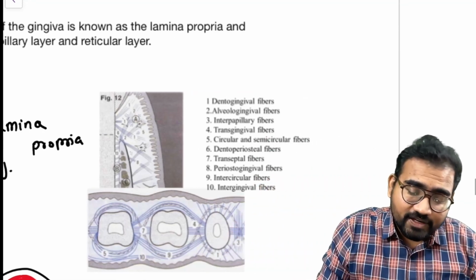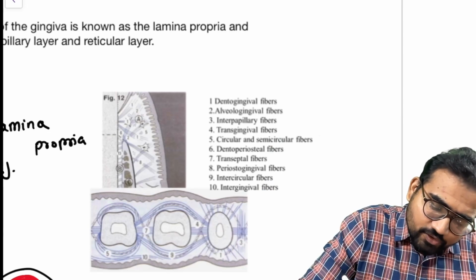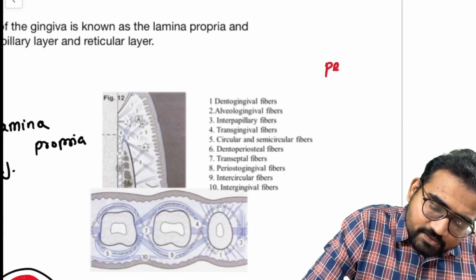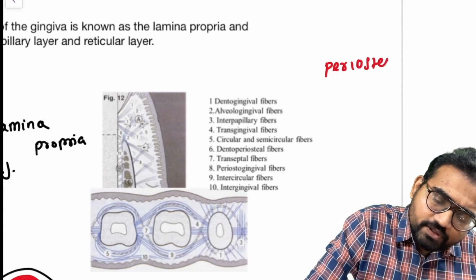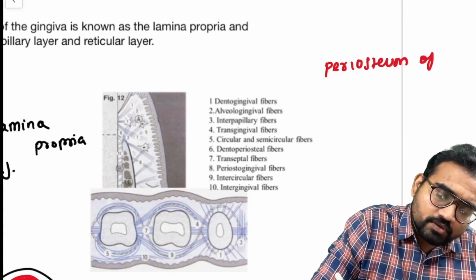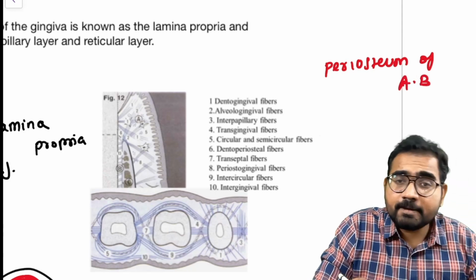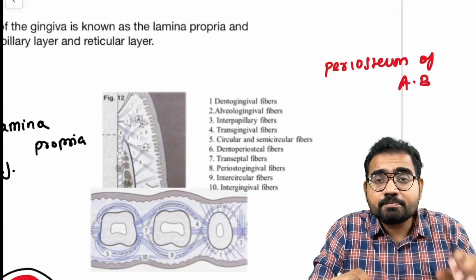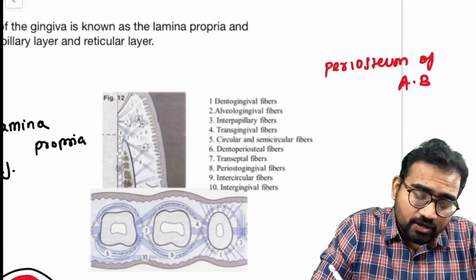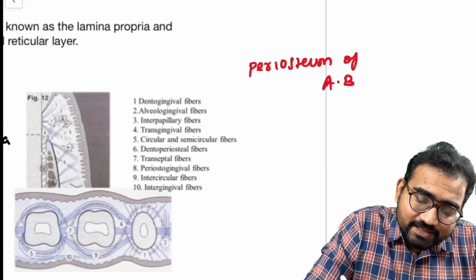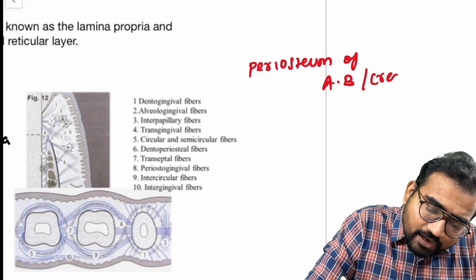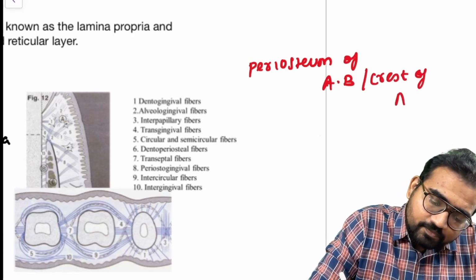Alveologingival, very important. Alveolo represents the periosteum of the alveolar bone, especially the crest of the alveolar bone.